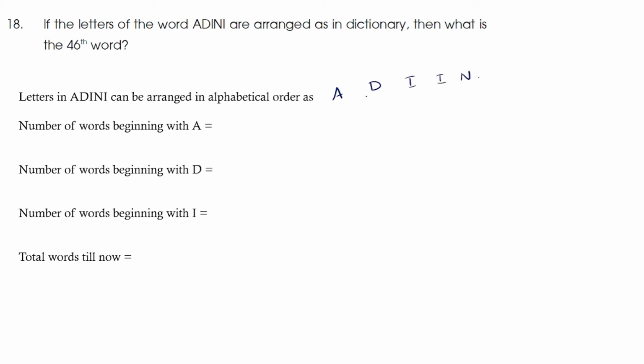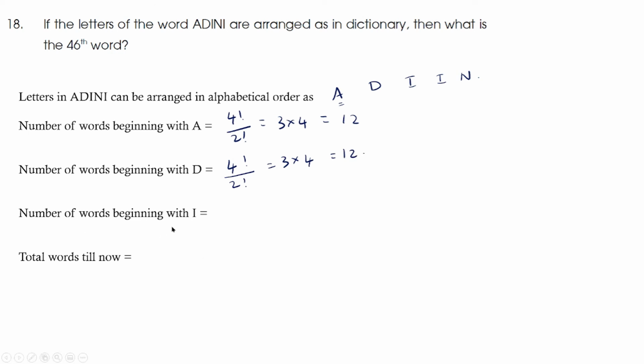So the number of words beginning with A will be, here this position will be fixed with A. Then we have remaining 4 letters to be filled in 4 ways, but I is repeated. So it is 4 factorial upon 2 factorial. So this is 3 into 4, which is 12. Then the number of words beginning with D will be, the first letter will be D. The remaining 4 letters can be filled using 4 factorial ways. Again I is repeated. So 4 factorial by 2 factorial. It is 3 into 4, which is 12.